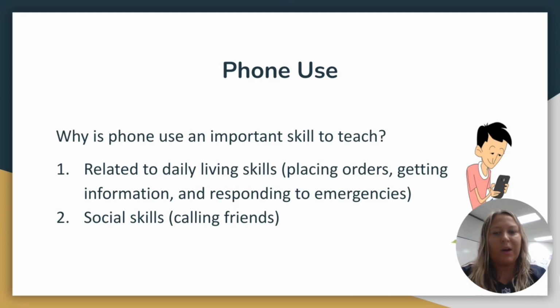Another skill that's important for them to know is how to use a phone. Phones are related to daily living skills like placing orders, getting information, and responding to emergencies. And they're also used for social skills, like calling your friends or your family.